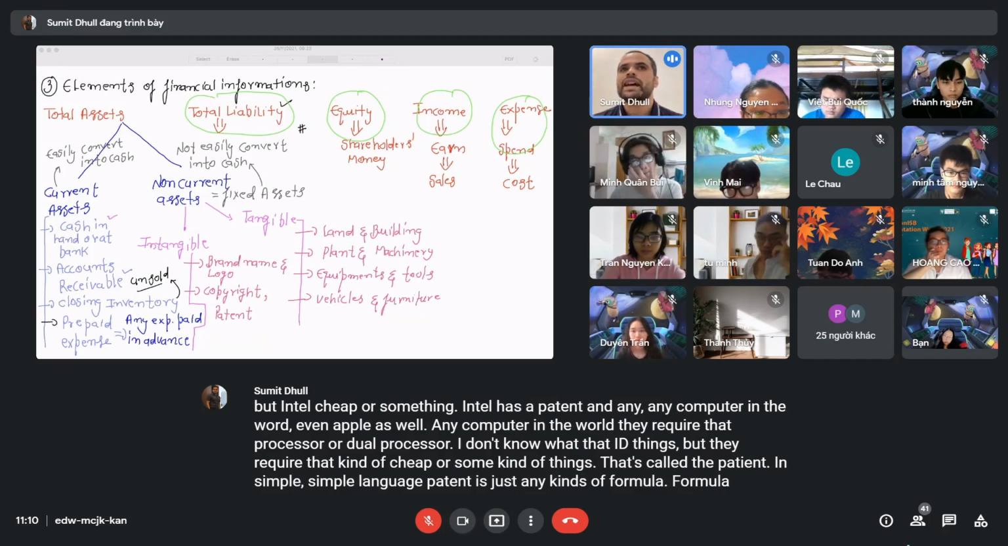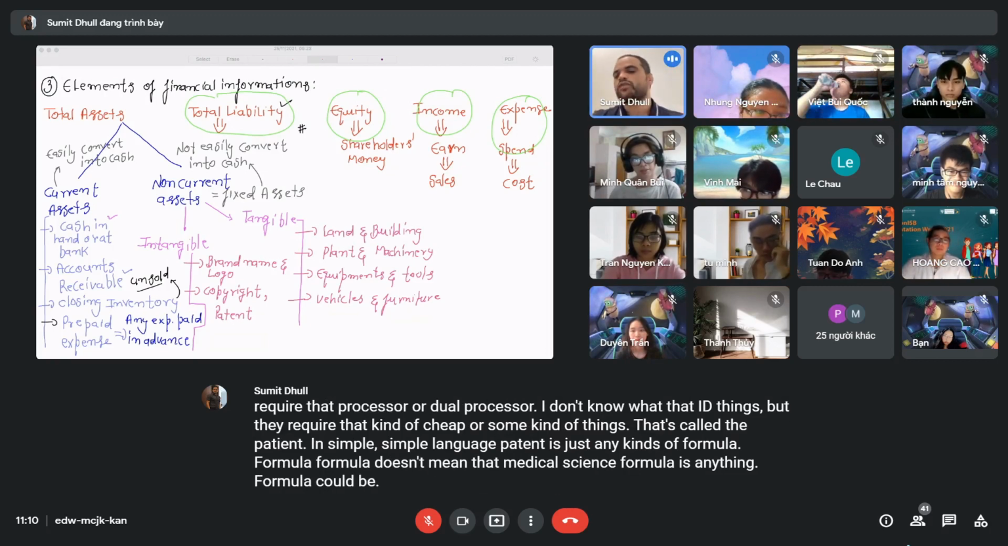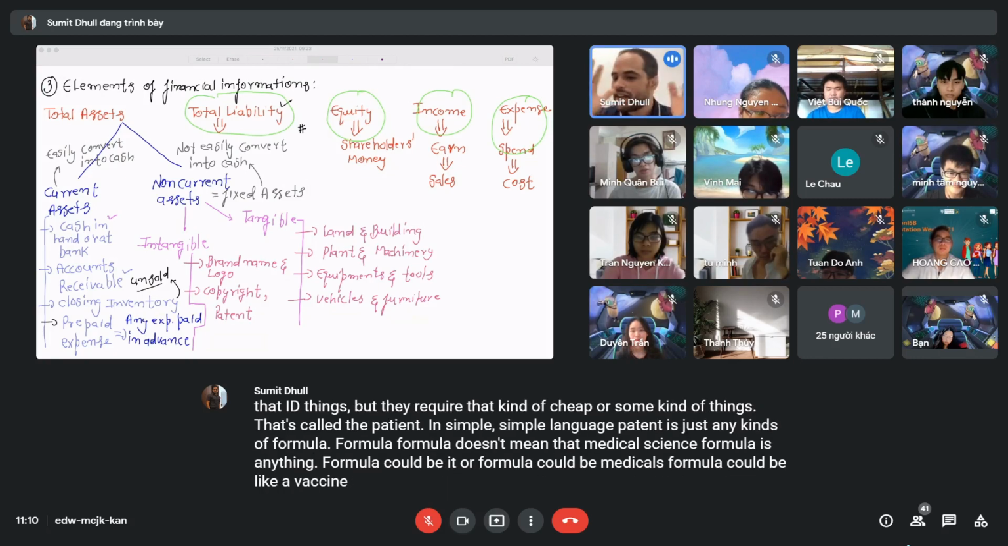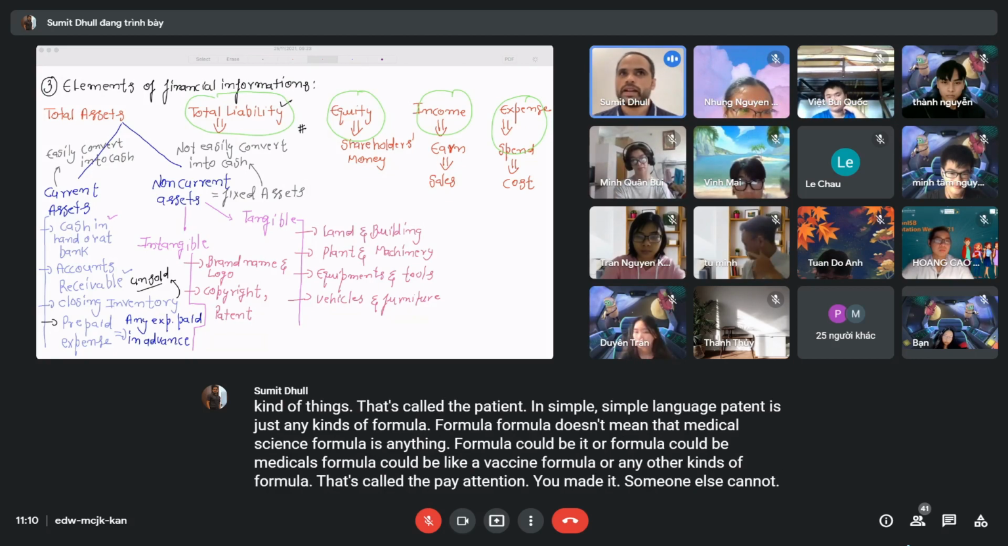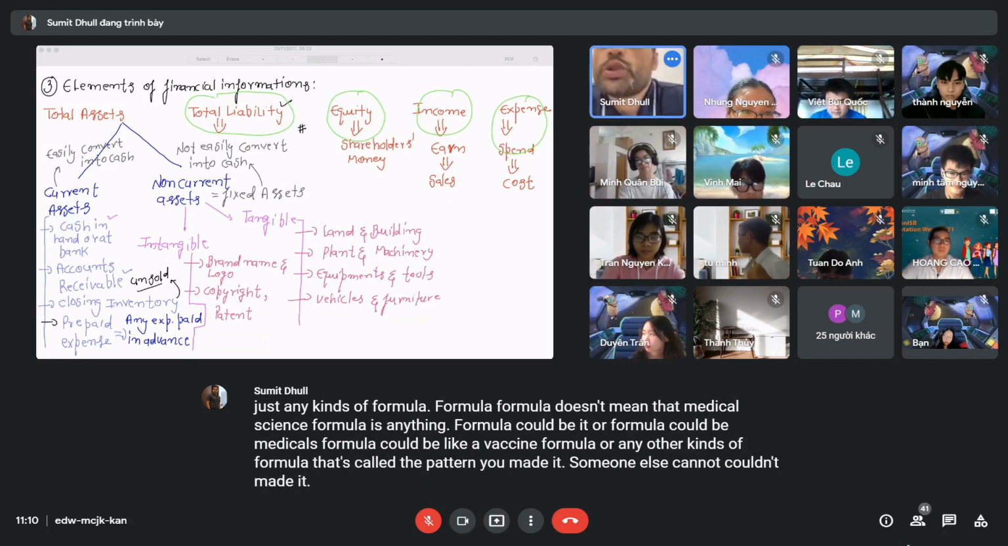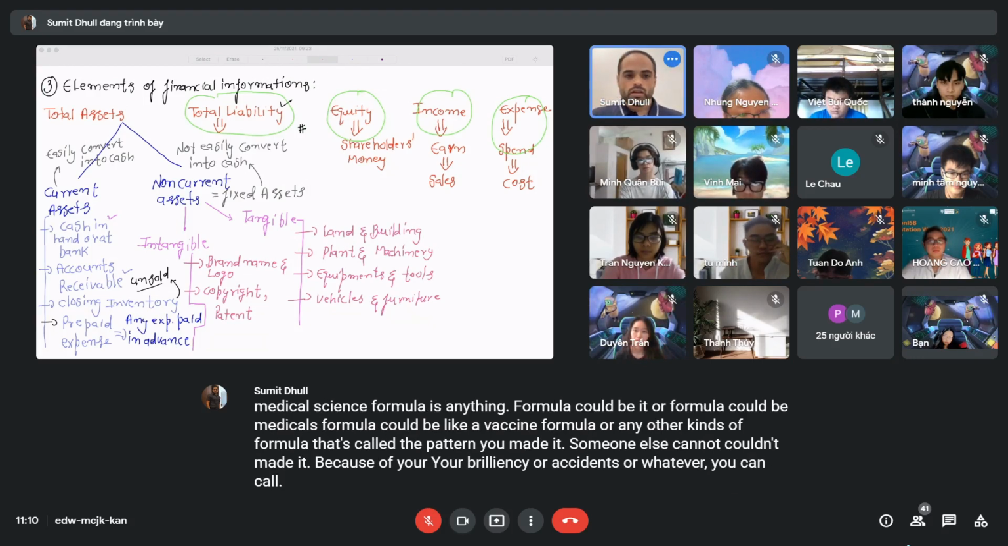Formula doesn't mean only medical science. Formula is anything. Formula could be IT, or medical, like a vaccine formula, or any other kind of formula. That's called the patent. You made it. Someone else couldn't make it because of your brilliancy or excellency or whatever you can call it.